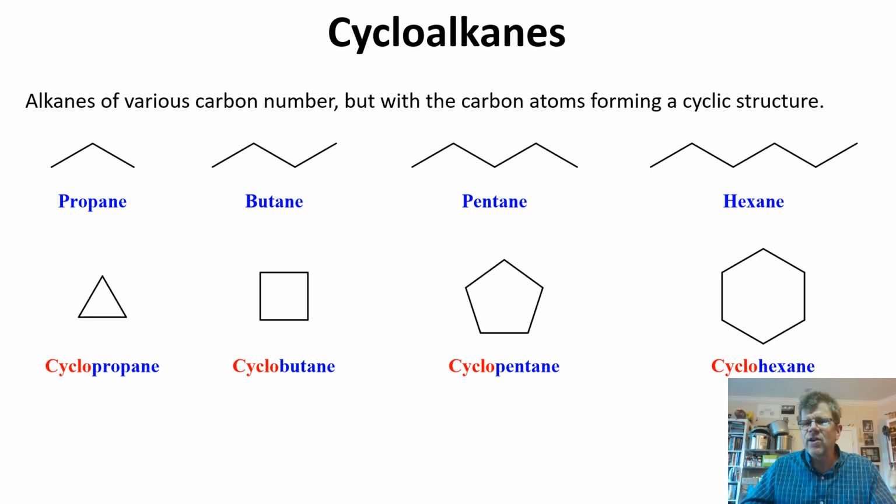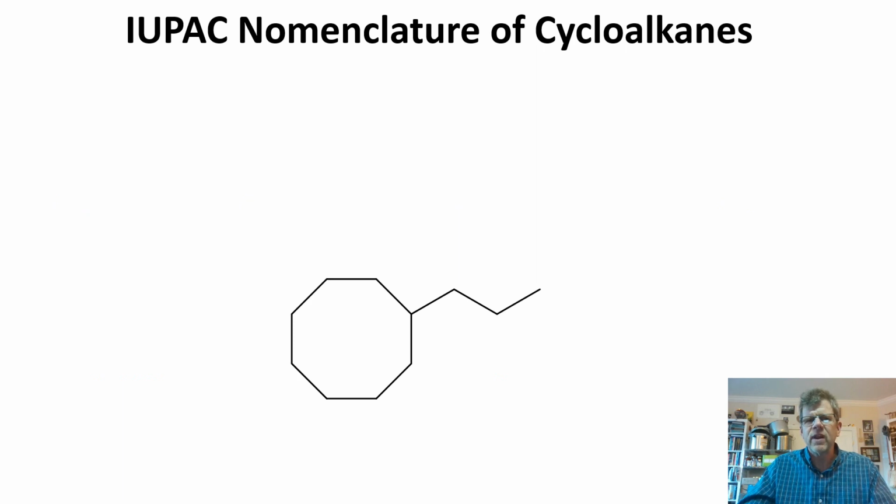Let's look at an example, because sometimes we have to be a little careful in discerning a parent structure when we have, say, a cyclohexane with a methyl group on it or an ethyl group on it. Where is the parent, and what is considered the substituent? Let's take a look. Here we have a cyclic structure now with some sort of a protuberance on it. How would we name this?